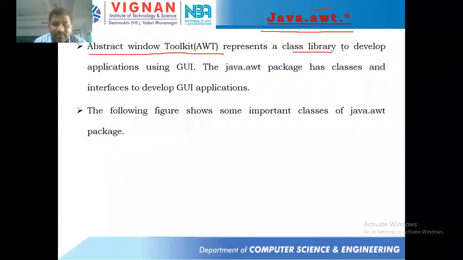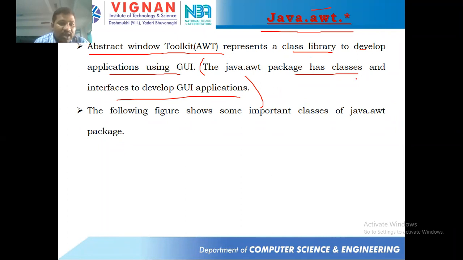It represents a class library to develop applications using GUI, graphical user interface. So the AWT package has the classes and interfaces to develop what applications? Take this point, all of you, from here to here. In between the bracket of AWT, take: Abstract Window Toolkit package has classes and interfaces to develop GUI applications.